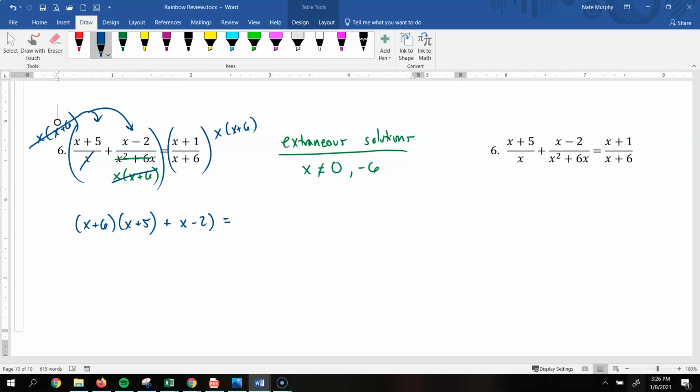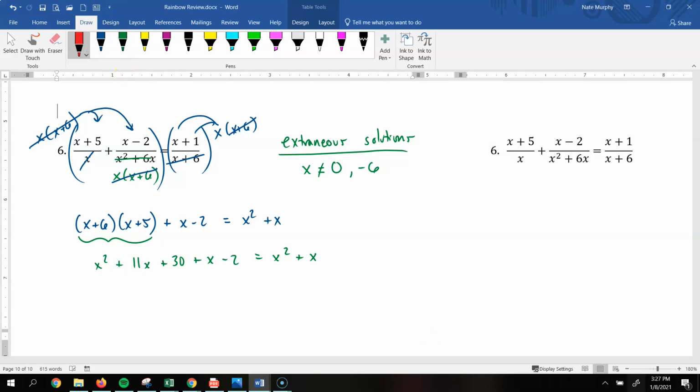On the right side, this x plus 6 cancels out that x plus 6, leaving us with the x, but I'm going to distribute the x through, so we would have x squared plus x. All right, let's do some simplifying here. So on the left side, I'm going to simplify this piece. I'm going to FOIL that, so we get x squared plus 11x plus 30. But then we also have to add the x minus 2, and then on the right side we have x squared plus x.